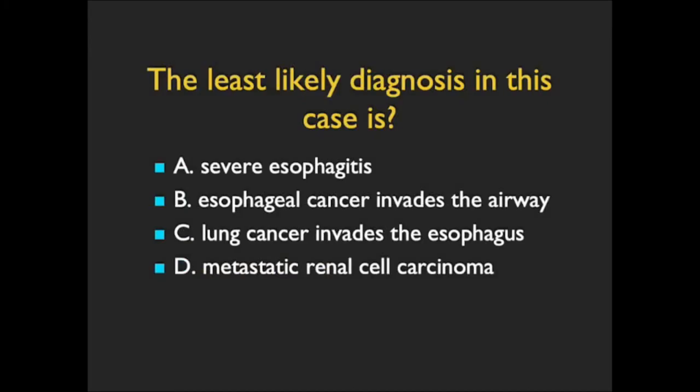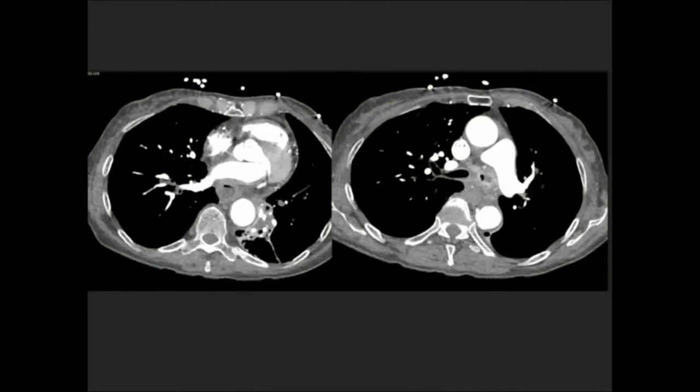Again, what's the best diagnosis in this case, and what's the least likely diagnosis? So I'm asking you for the least likely diagnosis. The first image on your left, you see diffuse thickening of the esophagus, and it could be bad esophagitis if you're immunosuppressed, though more likely it's esophageal cancer.